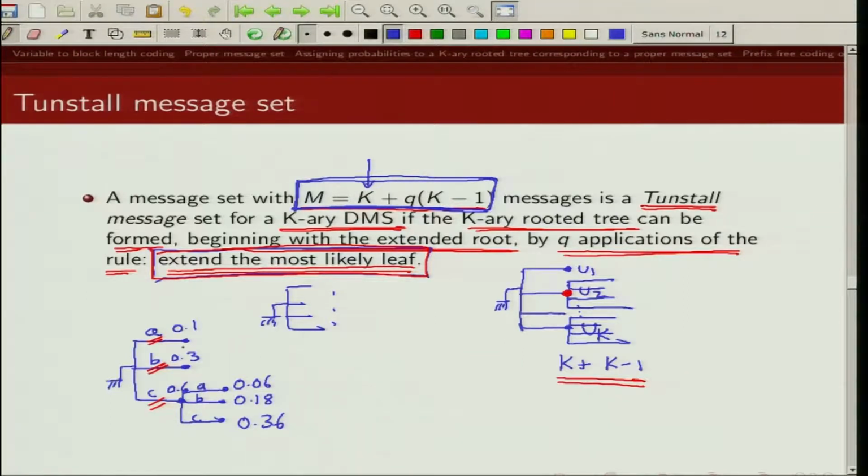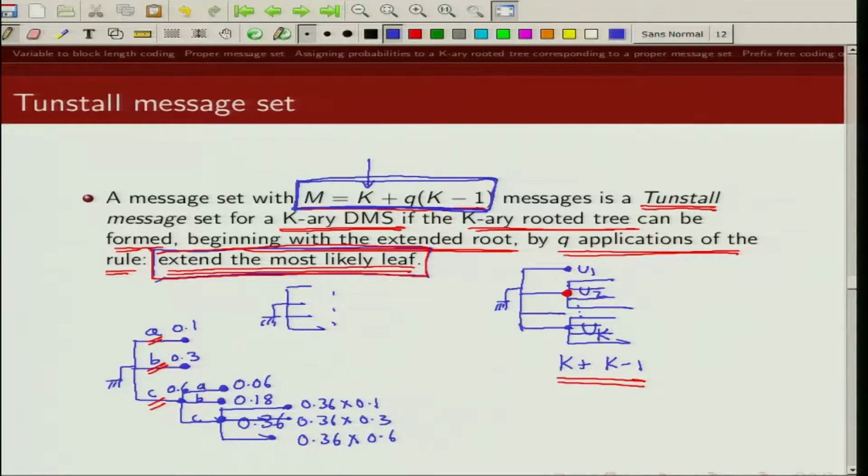So now I have nodes, leaves. This has probability 0.1, this is probability 0.3, this is probability 0.06, this is probability 0.18, and this has probability of 0.36. If I extend the next leaf, which one should it be? I should extend this leaf. So next I should extend this leaf. And again similarly, the probability of this node is 0.36 into 0.1. So this is 0.36 into 0.1, this is 0.36 into 0.3, and this is 0.36 into 0.6.